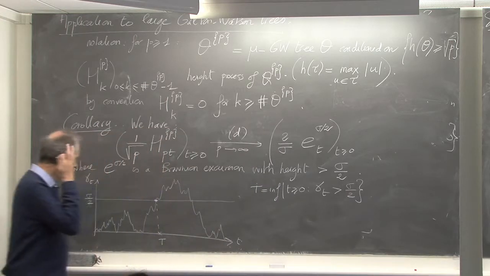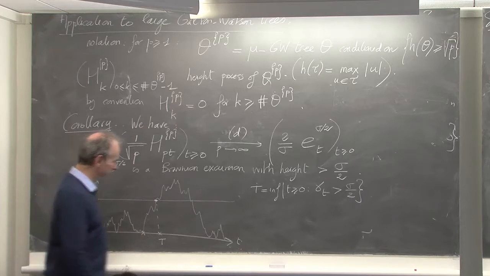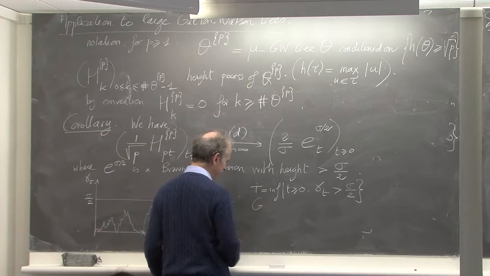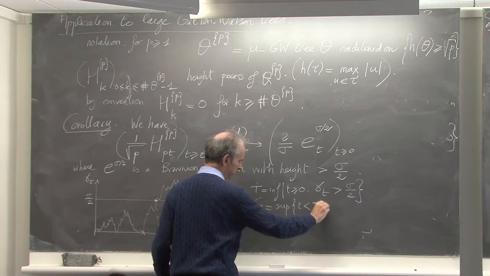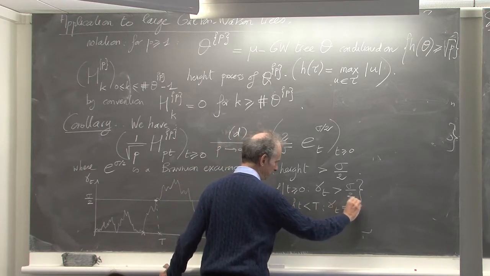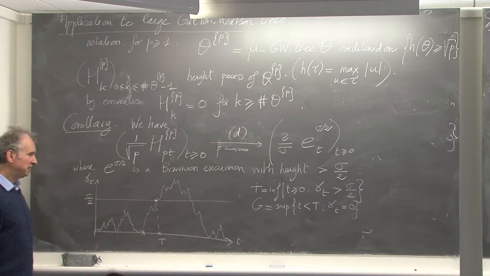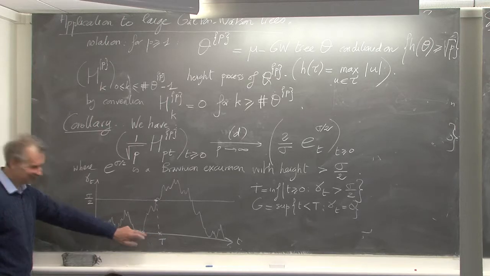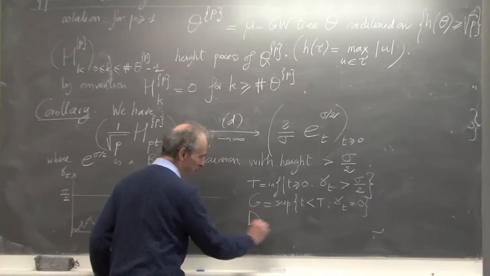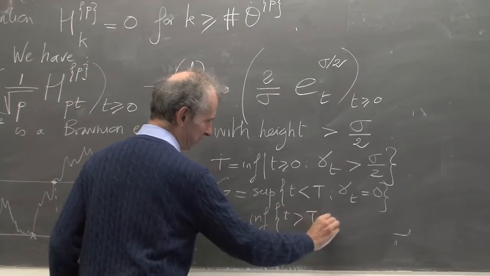Okay. I look then at the last 0 before capital T, so I call this G. So it's the supremum of t less than capital T, where gamma t is equal to 0. G is for gauche in French, so it's for left, if you want, because it's the first 0 to the left of capital T. Okay? And similarly, I will call capital D for droite. It's the first 0 after capital T.